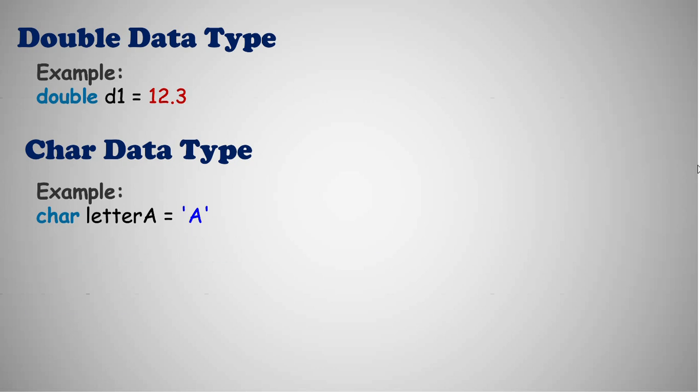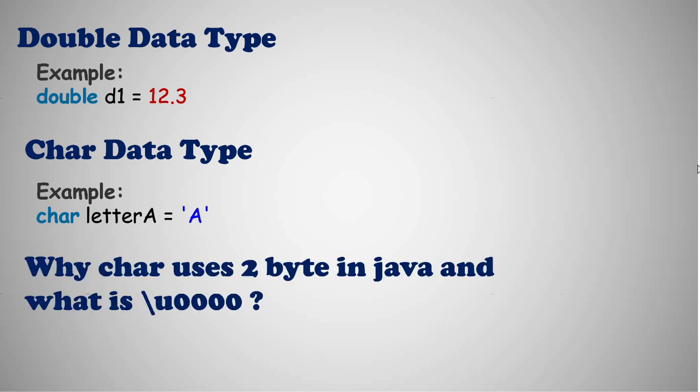So why do characters use 2 bytes in Java, and what is Unicode? It is because Java uses the Unicode system and not the ASCII code system. We will get a detailed explanation about Unicode in the upcoming video.